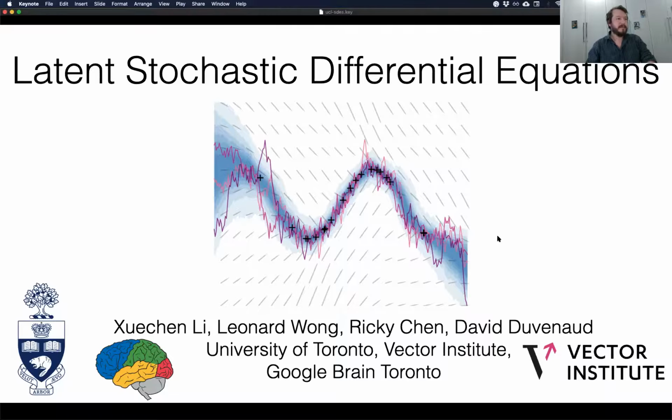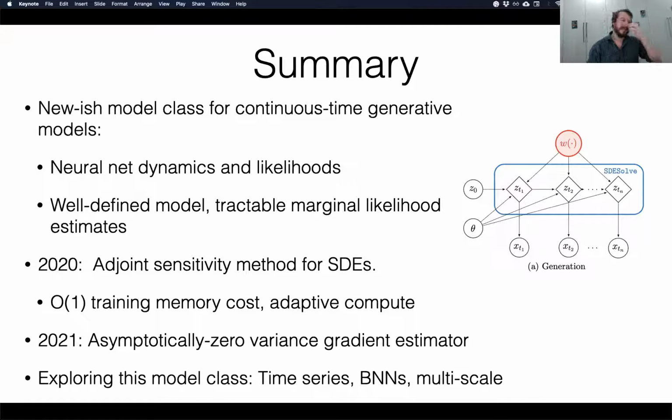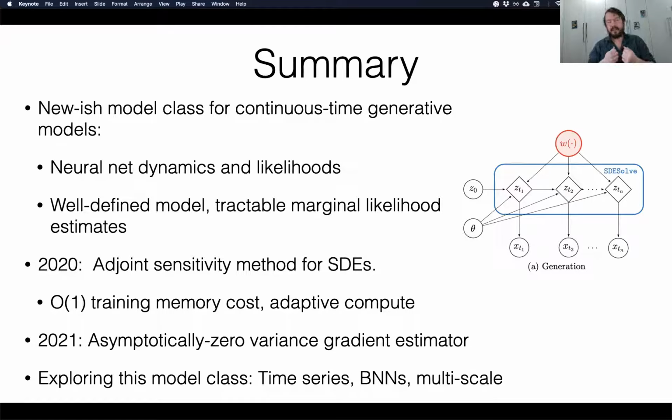Okay, so just to let you know what you're in for, so you can leave now if it doesn't look appealing. I'm going to talk to you about a newish model class for continuous time generative models. And obviously, I'm not the person who thought of putting neural networks in SDEs. But the idea is we're going to be able to parameterize the dynamics and likelihoods of some latent SDE model in a scalable way. And we're going to use stochastic variational inference to fit it. Maxime Rodzinski, for instance, wrote down this model class and characterized it a couple of years ago.